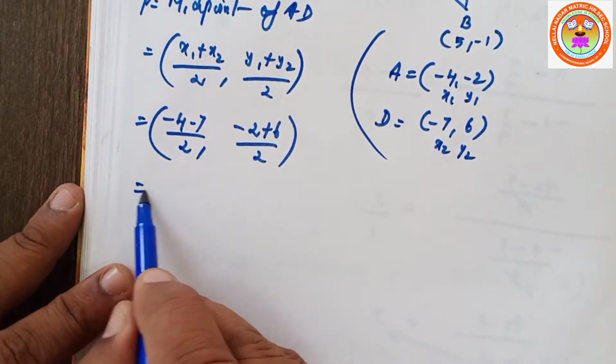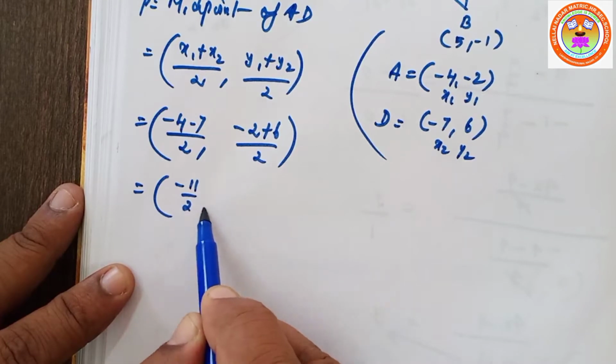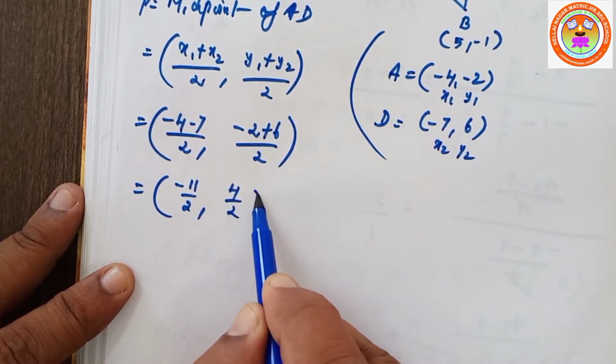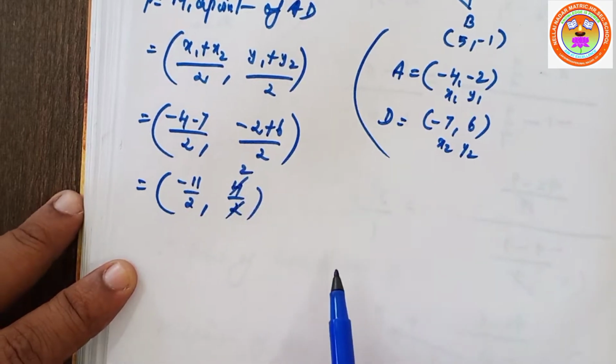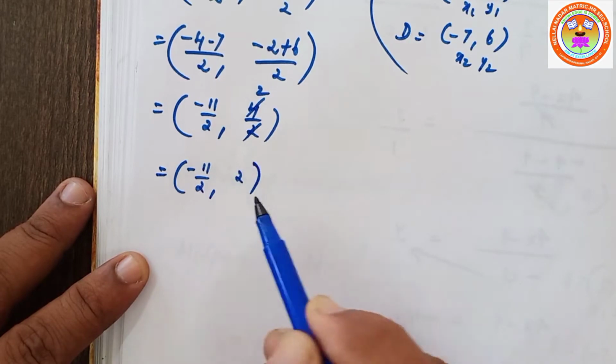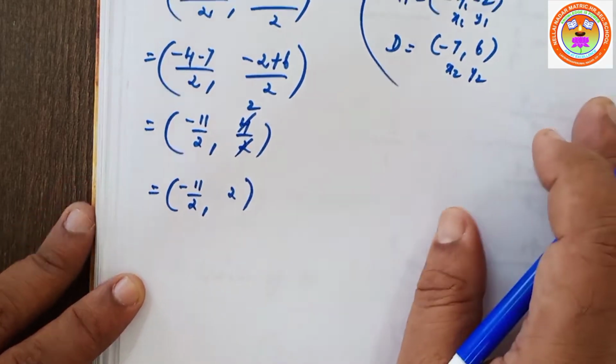That is equal to -4 -7 is -11 divided by 2, and -2 plus 6 is 4 by 2. You can cancel 2 times. That is equal to (-11 by 2, 2). That is point P. Now Q.